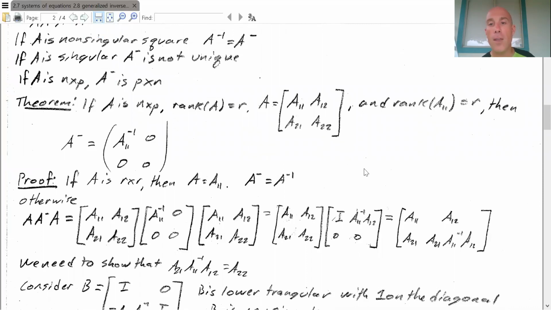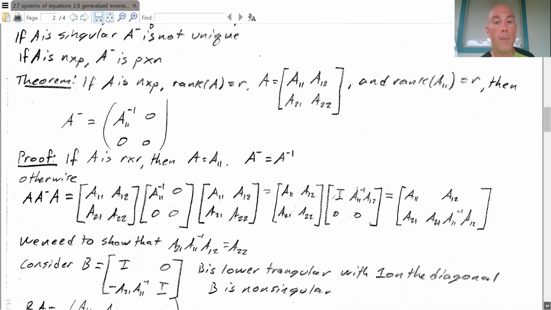All right, so I can see A11, good. A21, good. A12, good. A22, and this lower right-hand corner business. We need to show that these two are equal to each other. I've got the proof. That'll be done.